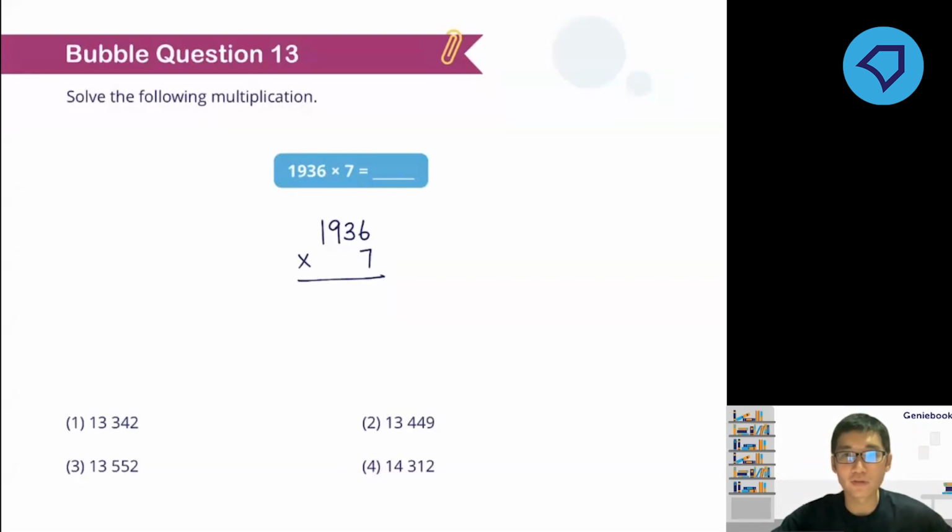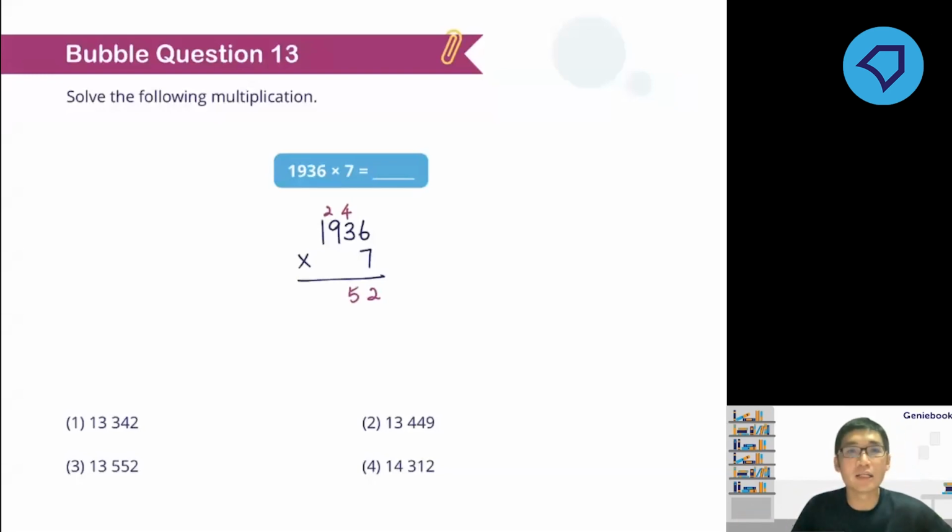All right, for this one, let me see. Did you all get it correct? Most of you got it correct. So this is quite simple. Do your usual multiplication. 6 times 7 is 42. Regroup, bring up the 4. 3 times 7 is 21. 21 plus 4 is 25.